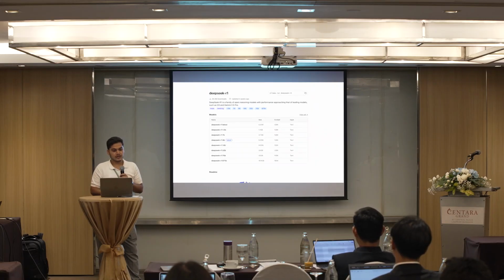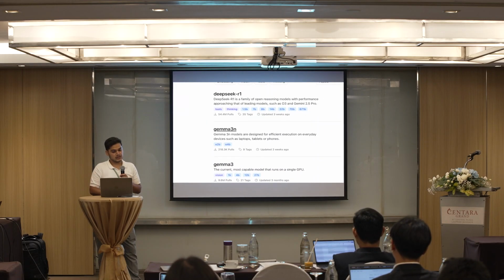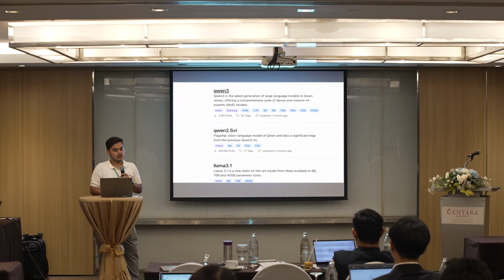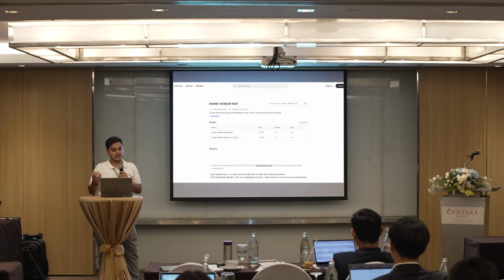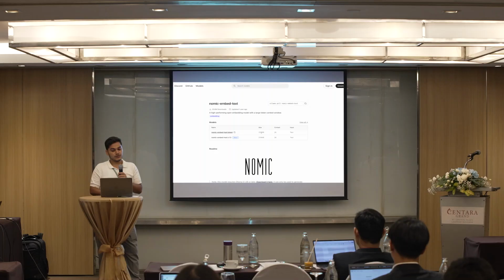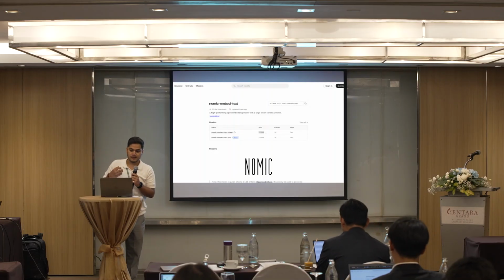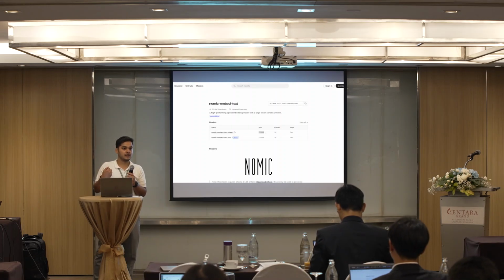If not, there are other models, such as Gemma 3N, Gemma 3, Qwen 3. All the available models are listed here, and depending on how much space you have, you can use those. This Nomic one is only 274 MB. If the size is smaller, then the accuracy may also not be that good.